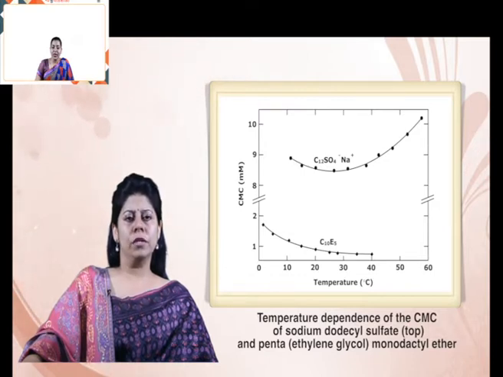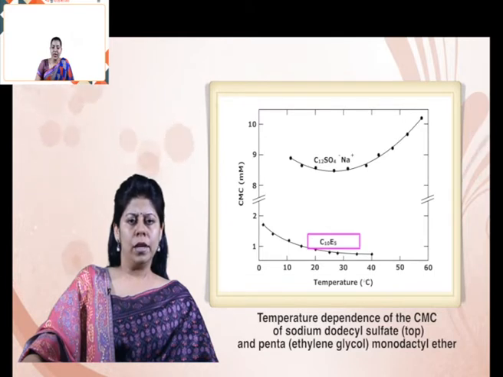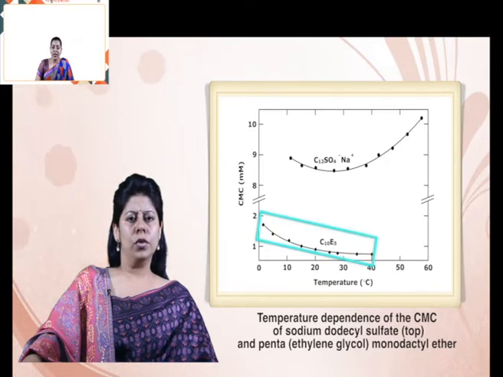You can see from this figure the temperature dependence of the CMC of sodium dodecyl sulfate and pentaethylene glycol monodecyl ether. Non-ionic surfactants of the polyoxyethylene type deviate from this behavior and typically show a monotonic and much more pronounced decrease in CMC with increasing temperature.